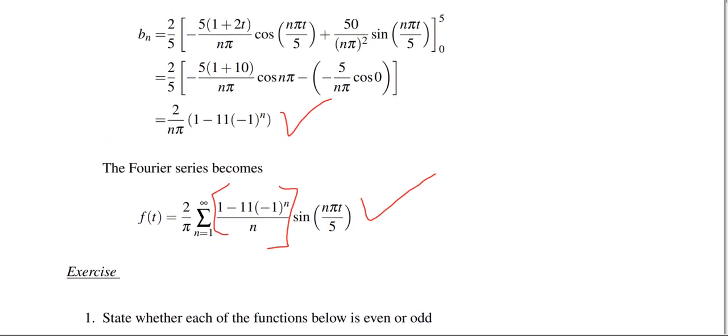So I think I will stop at that, and in the next video I'll talk about the half-range series, the half-range cosine and sine series.